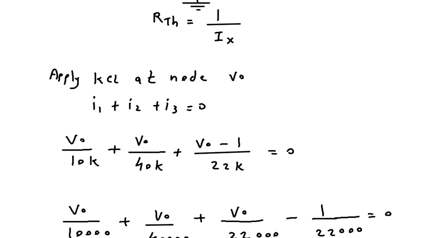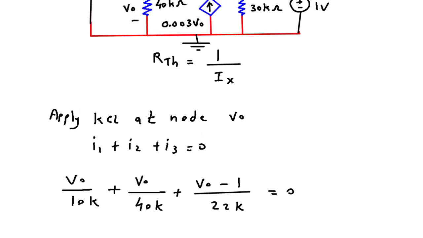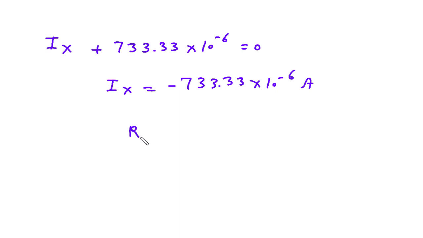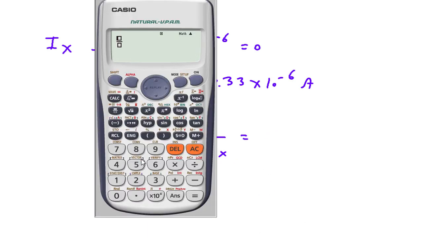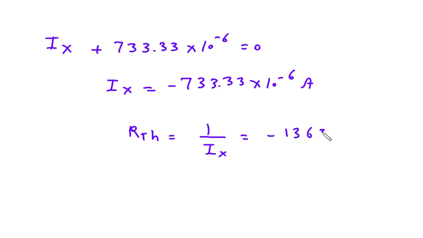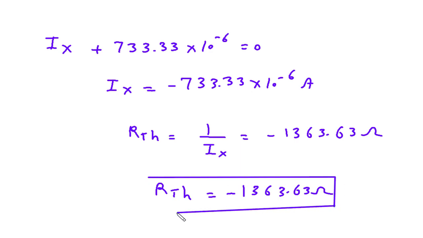We have to find RTH. RTH is equal to 1 upon Ix. So this will be 1 upon minus answer. So it is minus 1363.63 ohm. This is the value of RTH, minus 1363.63 ohm. Now this RTH is in minus.